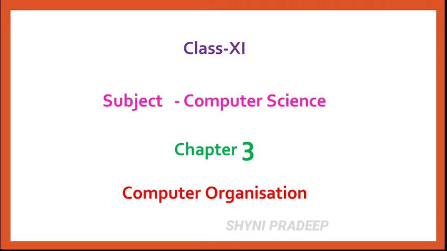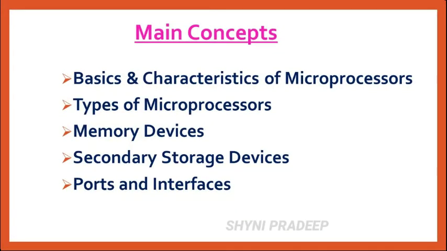Chapter 3, Computer Organization. The main concepts you are going to learn in this chapter: basics and characteristics of microprocessors, types of microprocessors, memory devices, secondary storage devices, ports and interfaces. Okay. So first let us see what is computer organization.